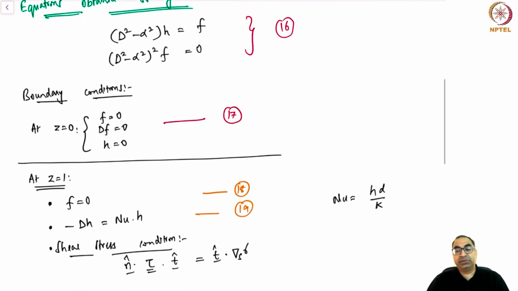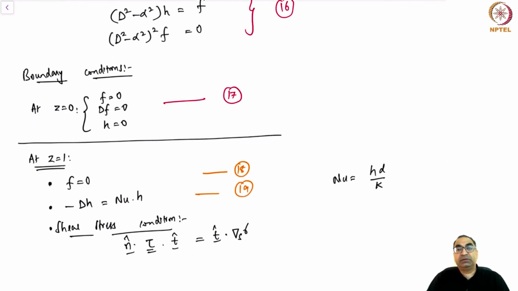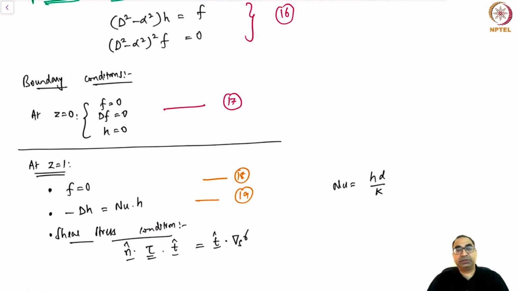At z equal to 0, we have the usual no slip and the no penetration condition, and the bottom wall is supposed to be isothermal, so we also got h equal to 0. And at z equals 1, we obtained another condition for f, that is f equal to 0. And with this condition for f, we now have three conditions for the function f, 2 at z equal to 0, and 1 at z equal to 1. The equation for f is a fourth order differential equation, so therefore we need one more condition on f.